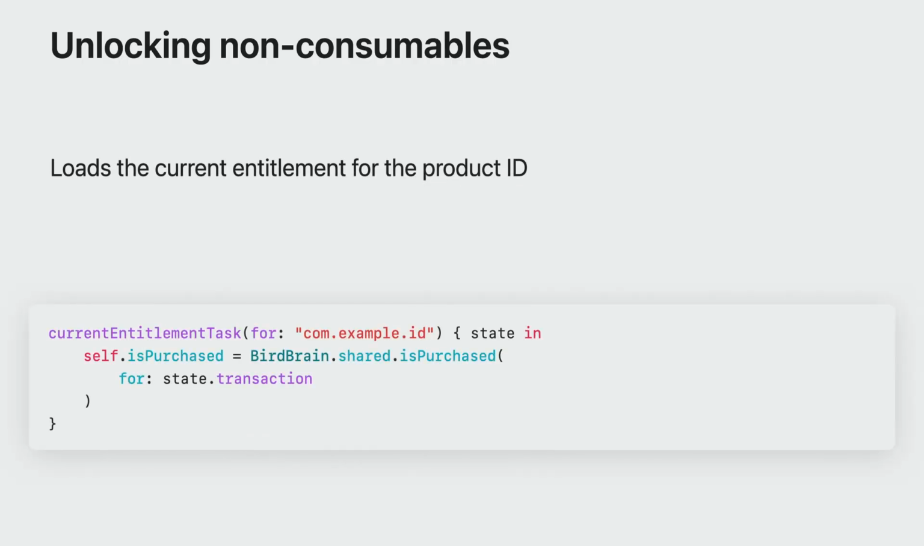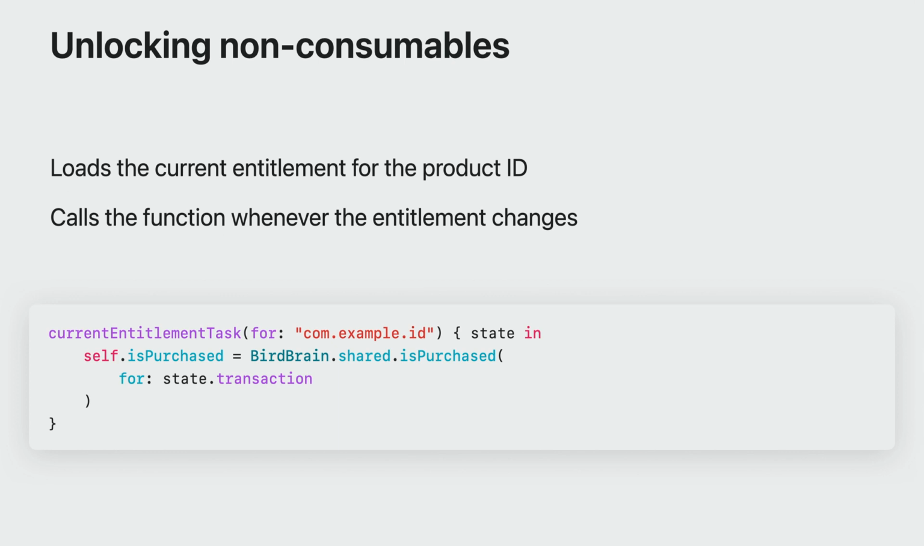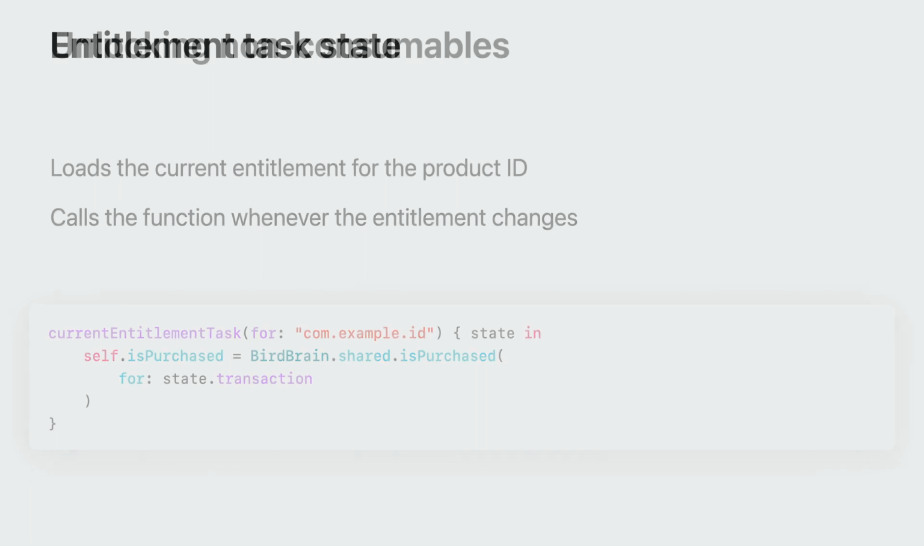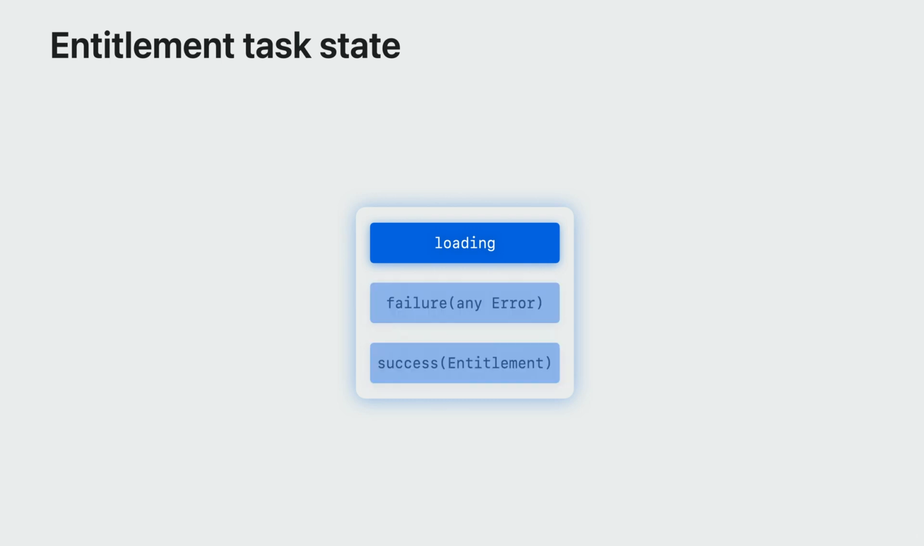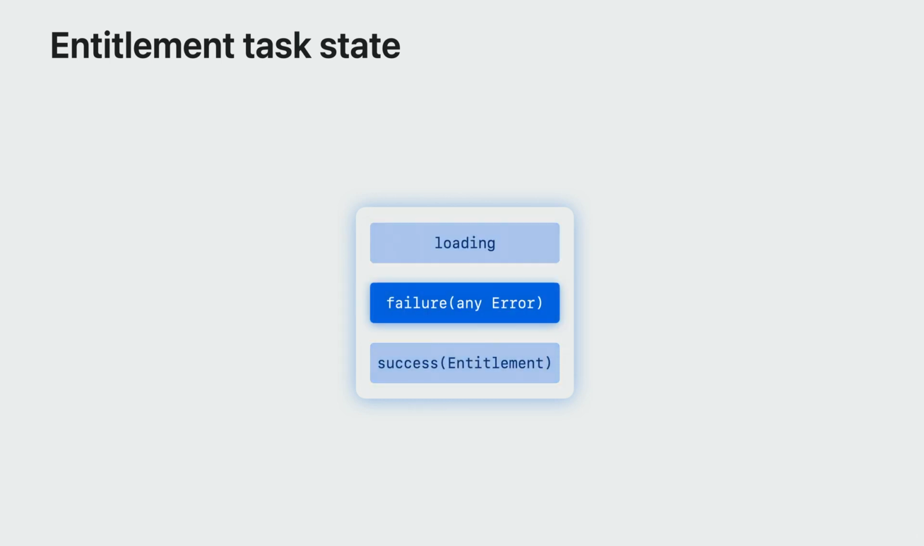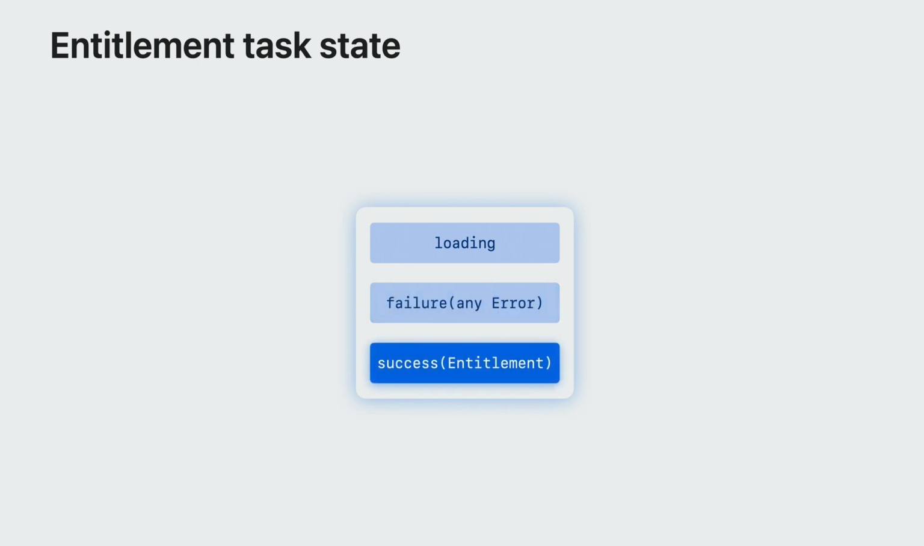While we're on the topic, if your app offers non-consumables or non-renewing subscriptions, there's a new API to make checking entitlements as easy as the subscription status task. You can use the current entitlement task modifier to declare a view as dependent on the current entitlement for our product ID, and the system will asynchronously load the current entitlement and call your function with the current entitlement whenever it changes. The functions you provide to both the subscription status task and current entitlement task take an entitlement task state as a parameter. That way, you can choose to granularly handle the case when the entitlement is still loading, if it fails to load, and when the entitlement loaded successfully.